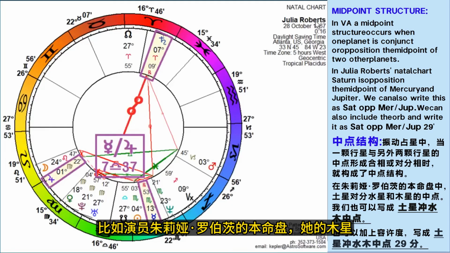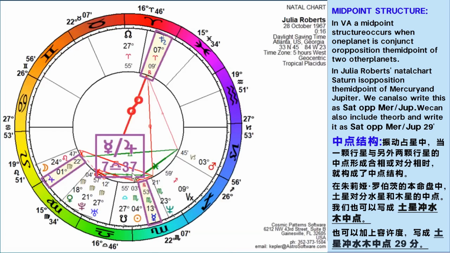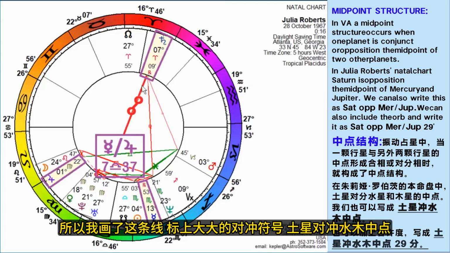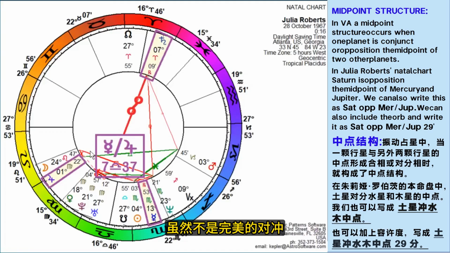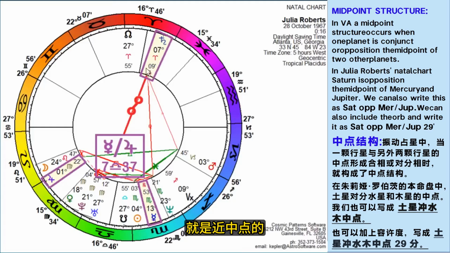So here we have Julia Roberts, the actress. This is her birth chart. Her Jupiter at 1 Virgo 22. Mercury at 13 Scorpio 53. The midpoint of Mercury and Jupiter is 7 Libra 37, as we noticed when we looked at the listing. And Saturn at 7 Aries 09 is opposition. So I've drawn this line with a big opposition symbol. Saturn is opposition the Mercury-Jupiter midpoint. It's not perfectly opposition because there's a bit of an orb there. Saturn's at 7 Aries 09. What is the far midpoint? It's the opposite of the near point. It's 7 Aries 37.